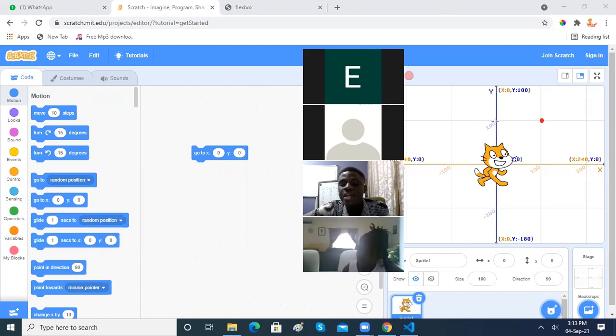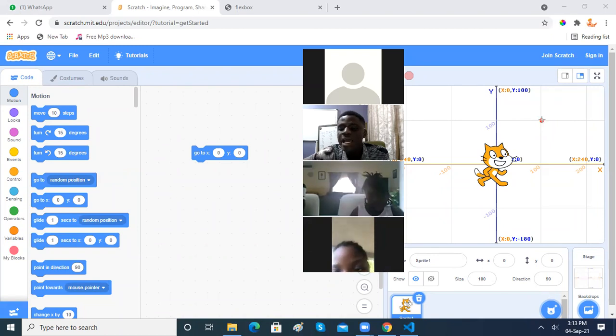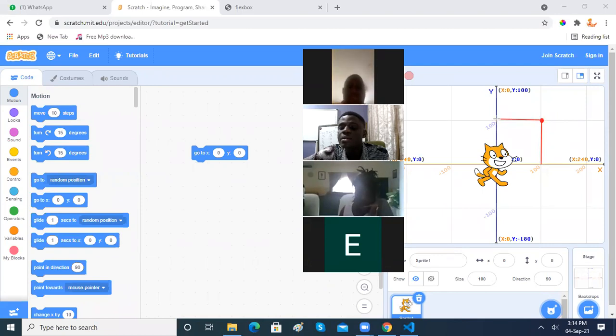So whenever you want to identify the numbers, draw a line, okay? Draw a straight line from the dot to the x-axis. The number that you get is the number for the x. Then you draw another line from the dot to the y-axis. The number you get is the number for the y. So in this instance, x is 100, y is also 100.